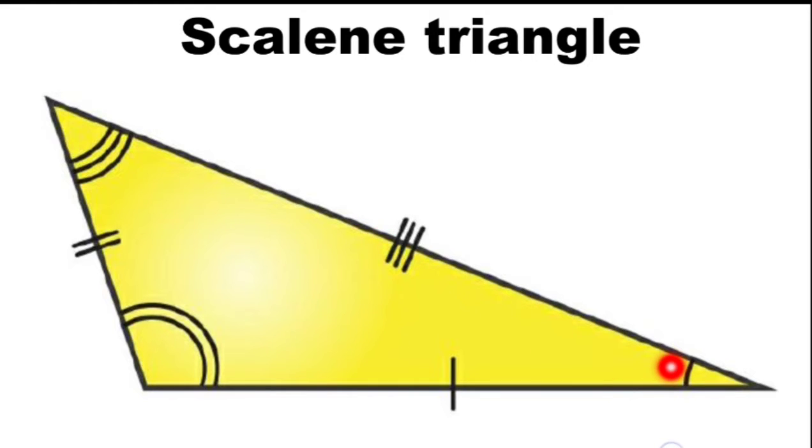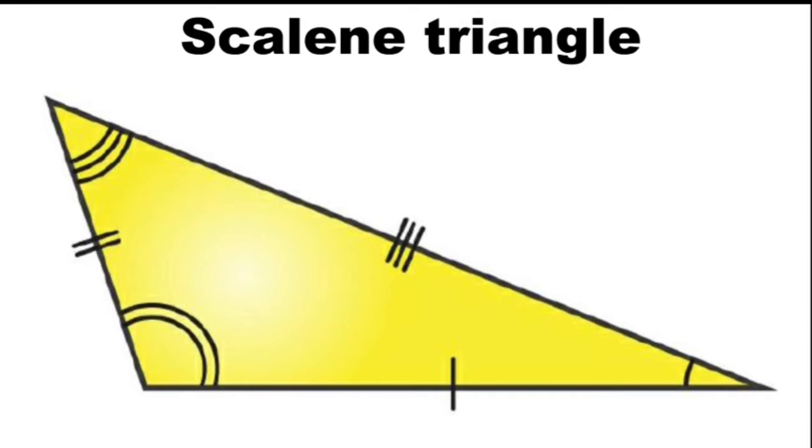As well as that, you can see the angles marked here. This angle is marked with one curve. This angle is marked with two curves. This angle is marked with three curves. So this means the marks are different. That means all three angles are also different. Understood, students? So what is a scalene triangle? A scalene triangle has all three sides different. That means no side is the same. And all three angles are different. So you can also say no angle is the same.